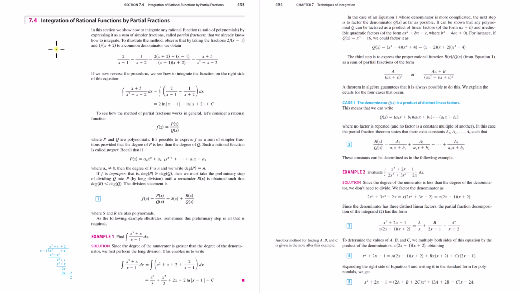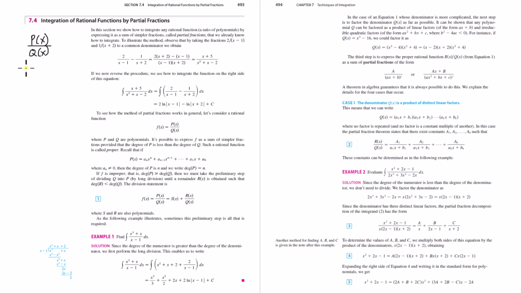And so what is a rational function? Well, we learned in algebra that a rational function is a ratio of polynomials. So if you have p of x divided by q of x, and p of x and q of x are both polynomials, that's a rational function.